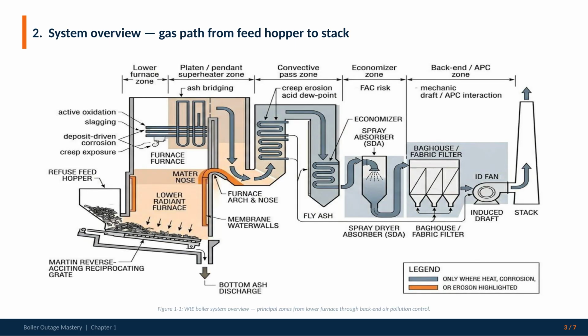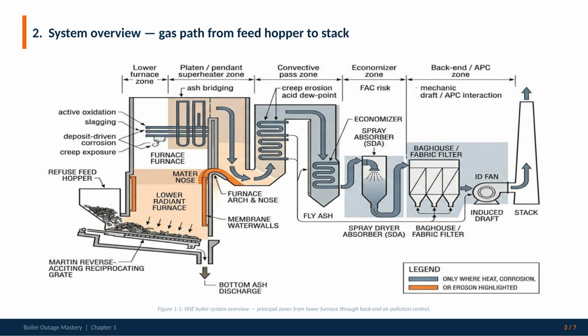Now, let me walk you through the gas path from left to right, because understanding this sequence is the foundation of disciplined outage scope development. Refuse enters through the feed hopper and lands on the Martin reverse-acting reciprocating grate. The grate transports the waste, agitates the bed, and governs primary air distribution across multiple zones. What happens on the grate directly determines what the lower furnace sees. Fuel variability, bed depth, and air distribution all change the gas composition that contacts your water wall tubes.